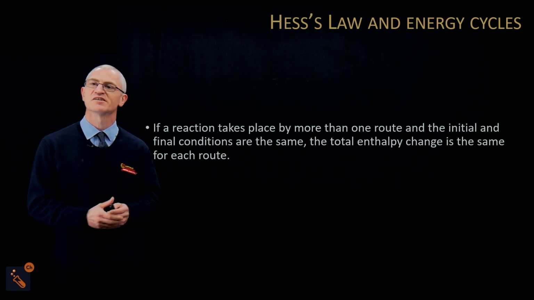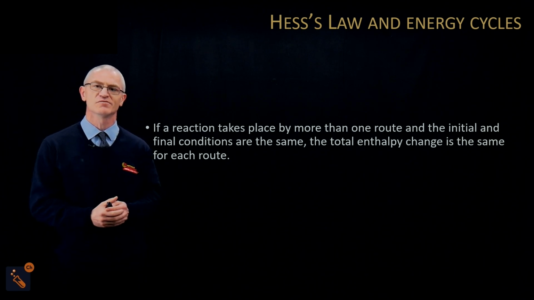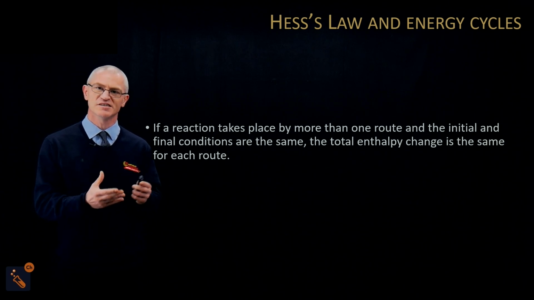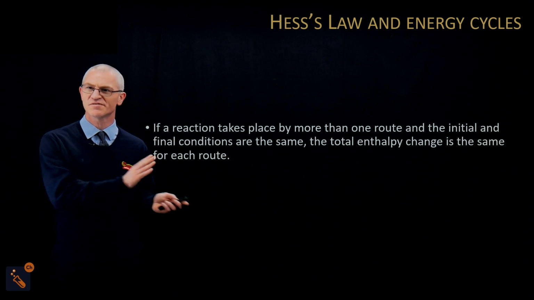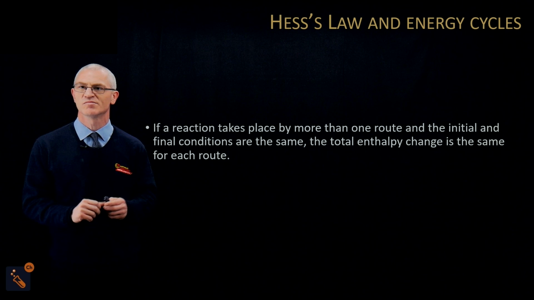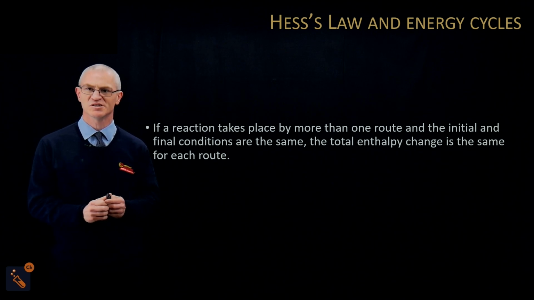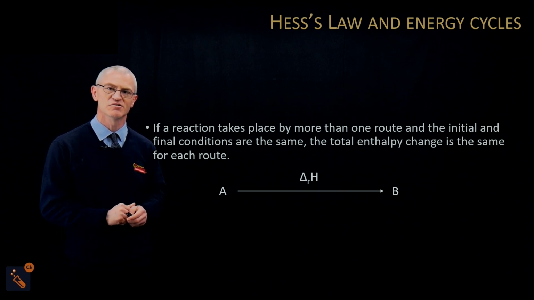Now this definition is not in green because you don't need to remember it. You need to understand it, but not remember it. Now what it means is it doesn't matter what route you take through a chemical reaction, so you can take two different routes. As long as the initial and final conditions are the same, then each route will have the same enthalpy change. Again, doesn't make much sense like this, so let's do it in picture form.